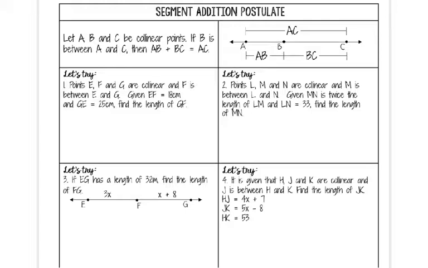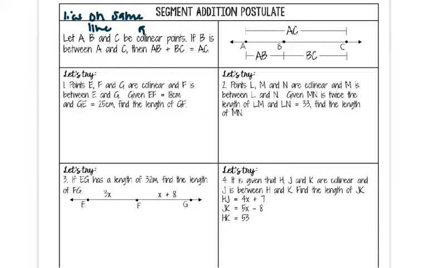But the segment addition postulate says, let A, B, and C be collinear points. Just off the bat, I want to make sure that you know what collinear means. It means that the points lie on the same line. Okay, so collinear means they are on the same line.